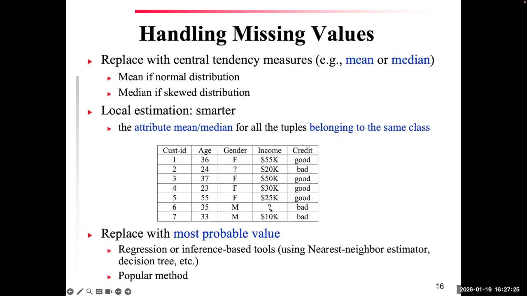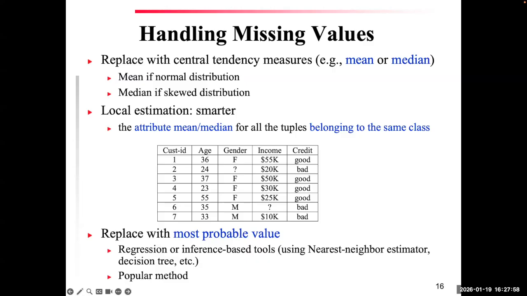Now, what about local estimation? Local estimation says, okay, instead of using one global mean or median, let's use the mean or median within the same class. So what is your class label here in this table?